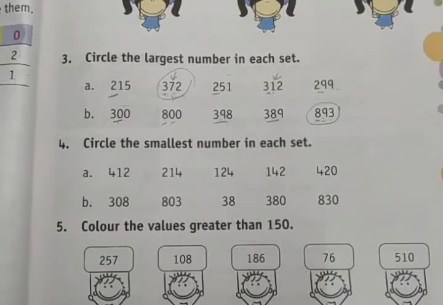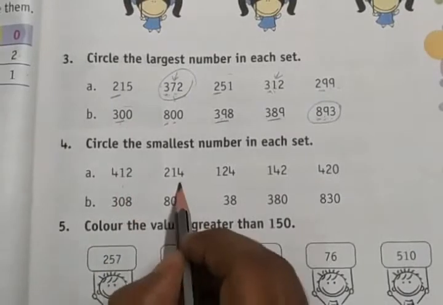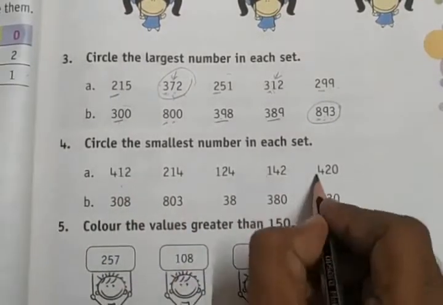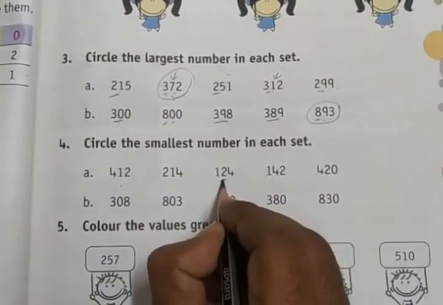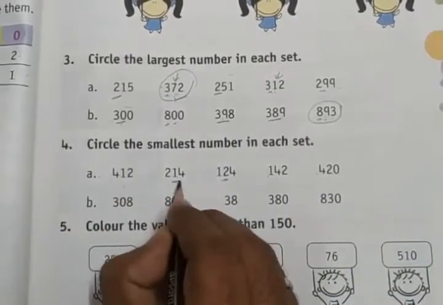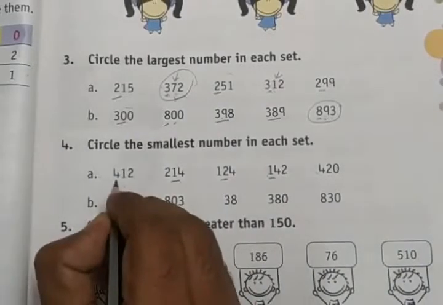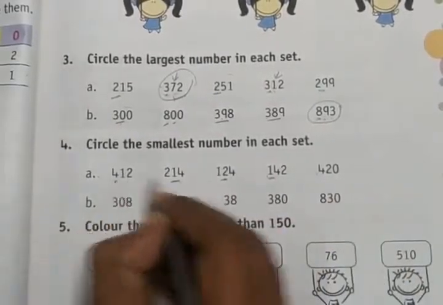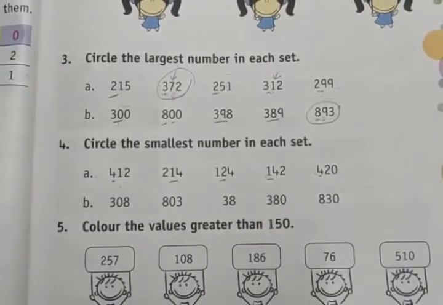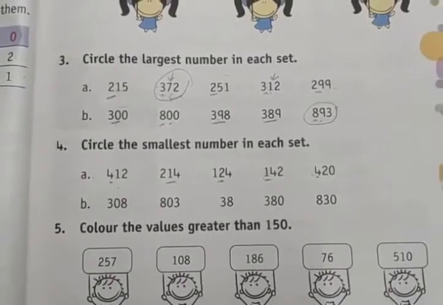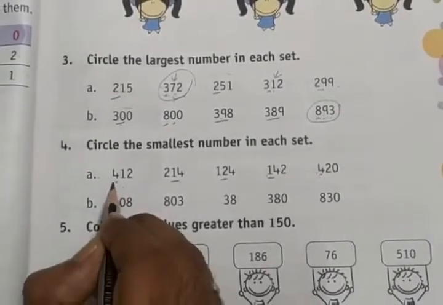We have circled the largest number, and now we have to circle the smallest number in each set. Right? 400, 200, 100, 100, 400. So 100, forget about this because we have a 400s here, and 200s also you forget about. No need to compare them, right? Now here 400, 400, right? Here is also 4, here is also 4 in the 100 place. So here it is 400.